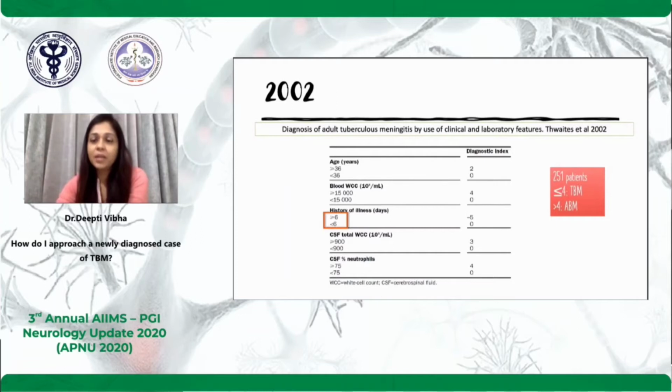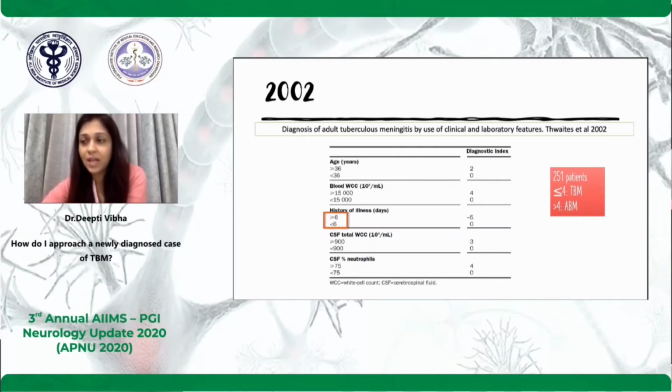And then came the Thwaites paper in Lancet in 2002, which was done in adult patients, including both HIV and non-HIV, and included 251 patients. They made a criteria based on the ROC curves, and they put a diagnostic index. The cutoff again goes to around a week. So, more than or equal to 6 days versus less than 6 days.